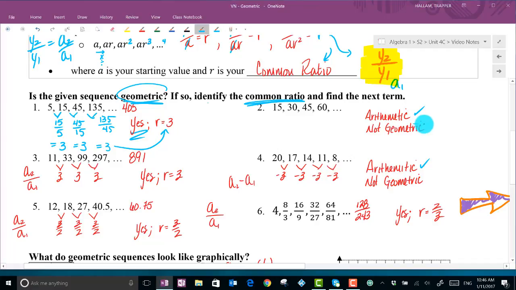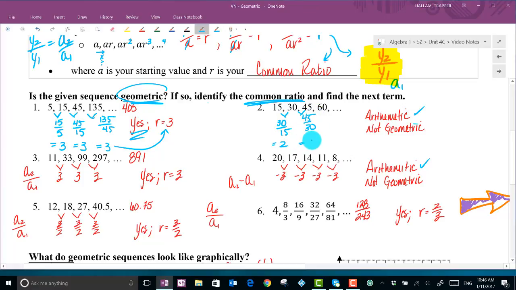What happens if it's not? We already know this one's not, but what happens if we did that? Well, if we knew we were looking for geometric, we'd take 30 and divide it by 15. That comes out to be 2. But if I do the next one, which is 45 divided by 30, I'm going to note that that's not going to be 2.